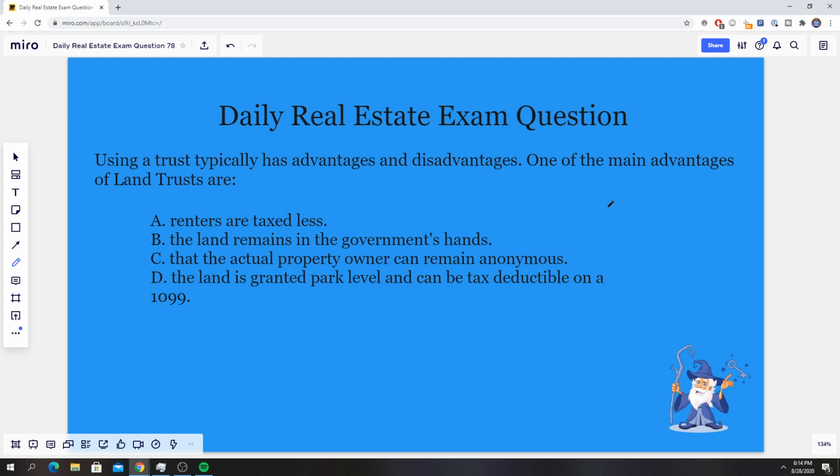So today's question has to deal with trusts, more specifically land trusts. All right, so the question states, using a trust typically has advantages and disadvantages. One of the main advantages of land trusts are, and it gives us four options. Is it A, renters are taxed less, B, the land remains in the government's hands, C, the actual property owner can remain anonymous, or D, the land is granted park level and can be tax deductible on a 1099.